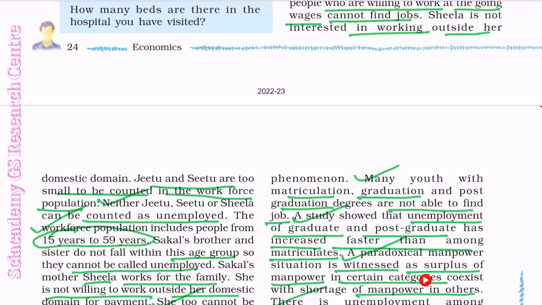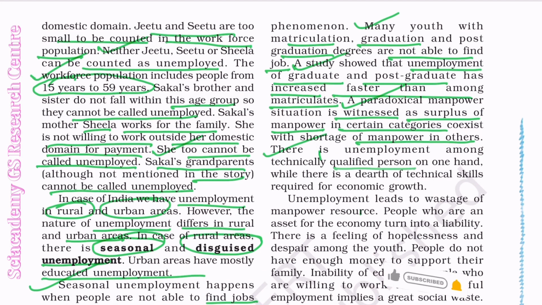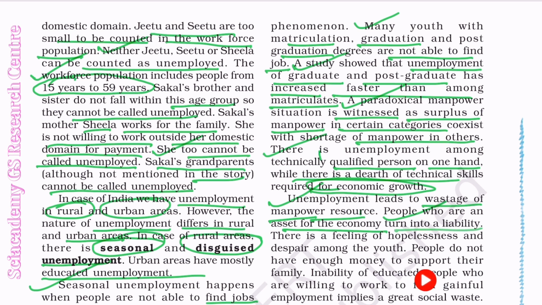There is unemployment among technically qualified persons on one hand, while there is a dearth of technical skills required for economic growth. Unemployment leads to wastage of manpower resource. People who are an asset for the economy turn into a liability. There is a feeling of hopelessness and despair among the youth. People do not have enough money to support their family. Inability of educated people who are willing to work to find gainful employment implies a great social waste.